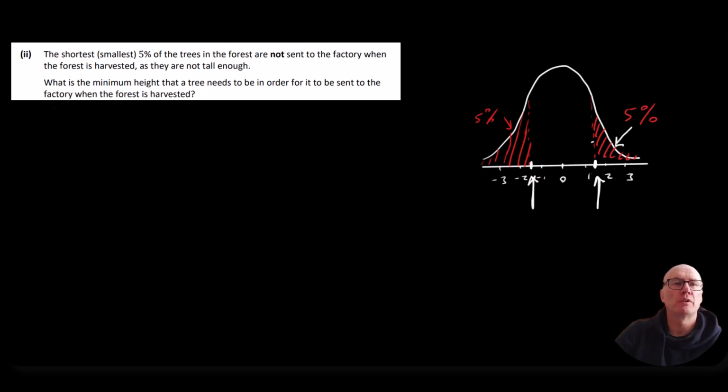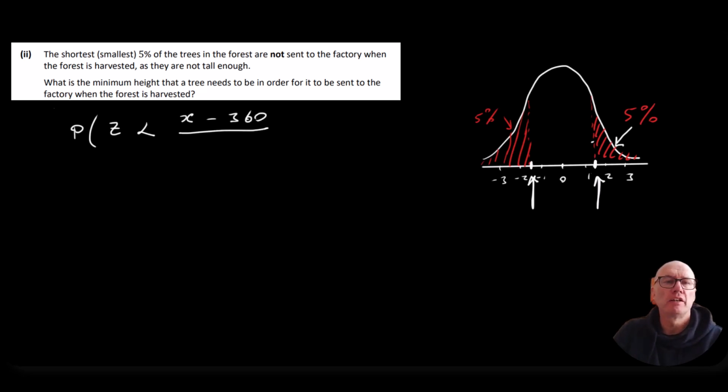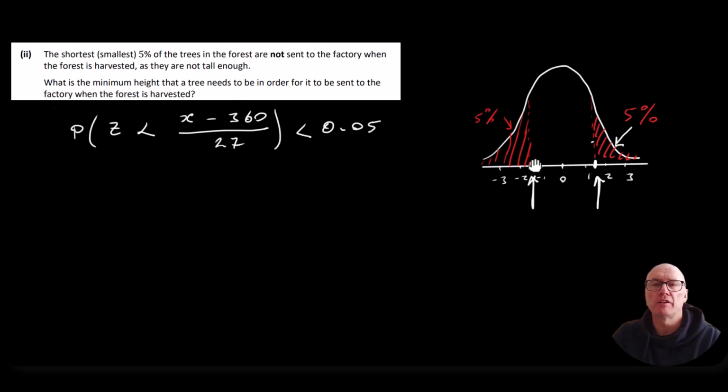So let's write down what we're given anyway. So we have the probability of Z being less than X, which is the height of our smallest tree, minus the mean, which is 360, divided by 27, and we want that to be less than 5%. So 0.05. So this Z value here is going to be negative, it's down here, but we can't look up negative Z values in our tables. So we're going to look at this positive version of the same Z value.